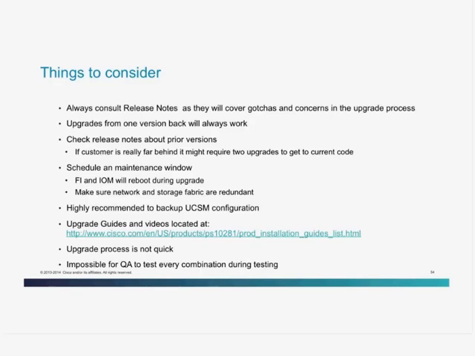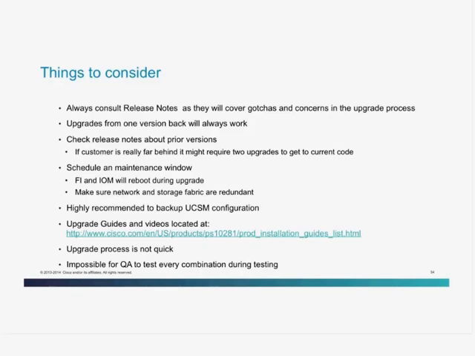Now, it's also important to schedule a maintenance window because your infrastructure components like the Fabric Interconnect and the IOM will reboot during the upgrade. If we do not want to have a downtime, we can make sure beforehand that we have network and storage redundancy, that we have network and storage connectivity via both fabrics so that we don't have any loss of connectivity. Yes, we would be losing paths on one side of the fabric when this happens, so it's always suggested to have a maintenance window when we do this.